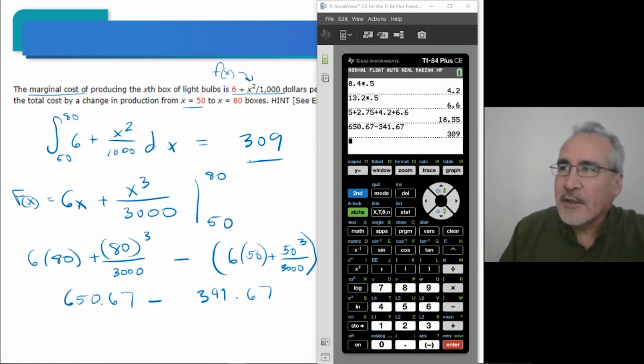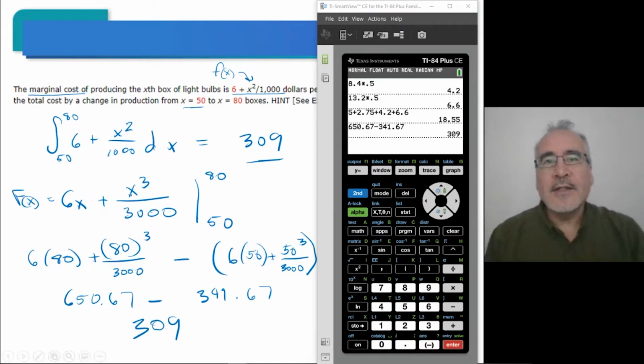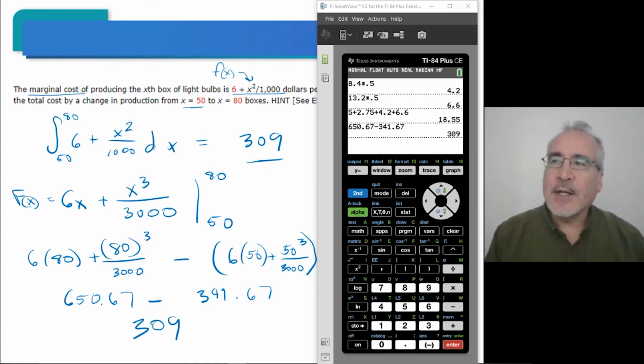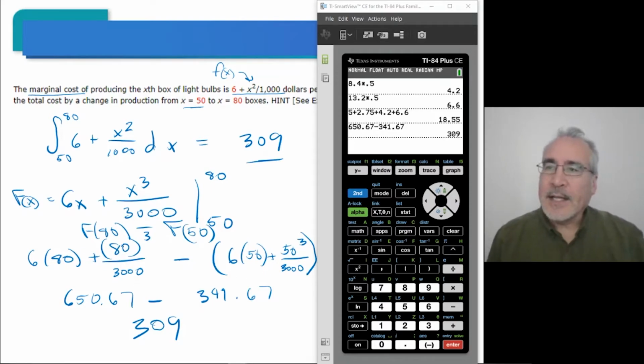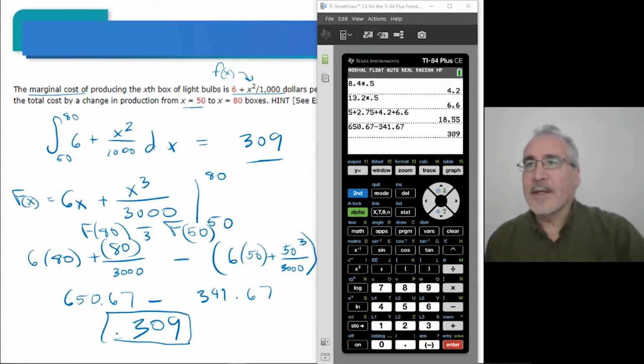Okay, next ones I'm just going to go for that. So this equals 309. So I just want to show you that you could do these either way. We can use the technology. If we don't have the technology, we integrate them using the fundamental theorem of calculus. This is big F at 80 minus big F at 50. I forgot to write that down. We do that. Again, I just said, well, let's go ahead and use the technology to get these calculated, and we got the same answer. Okay.